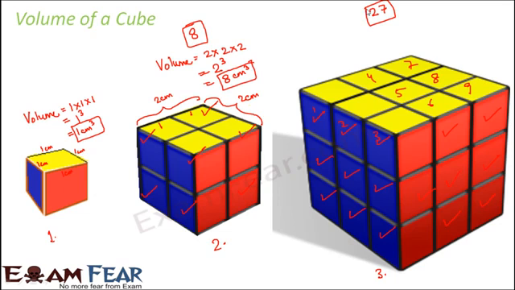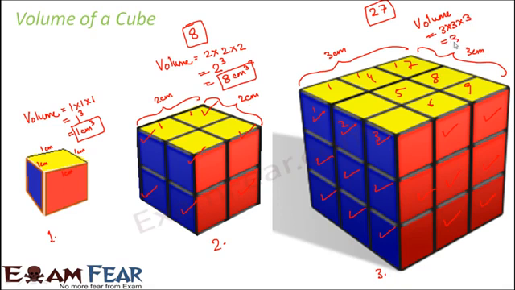So 27 small cubes together again form a bigger cube. This time the side length is 1 plus 1 plus 1 centimeter, which is 3 centimeter. So what is the volume of this cube? So for this big cube, the volume would be equal to 3 into 3 into 3, which is equal to 3 cube, that is 27 centimeter cube.